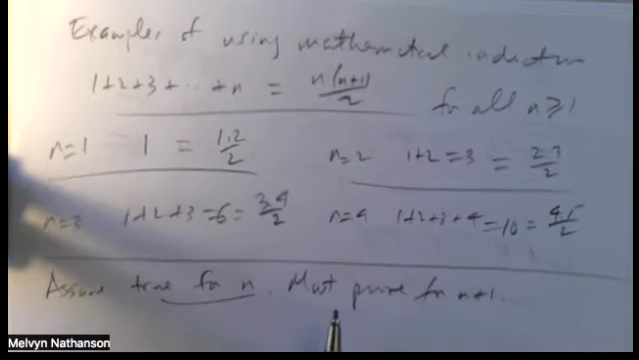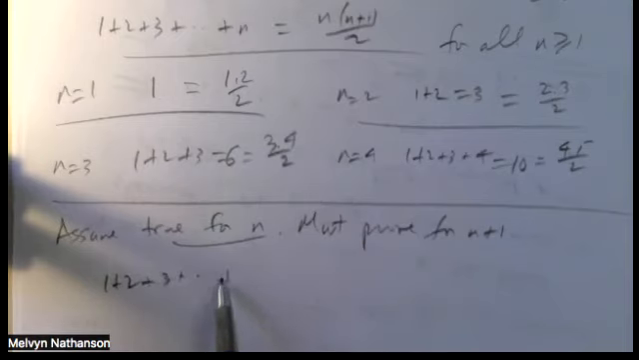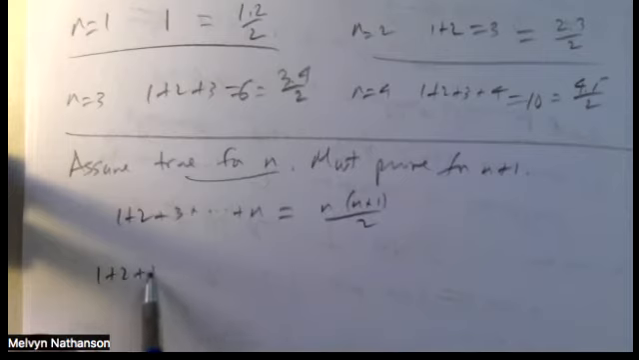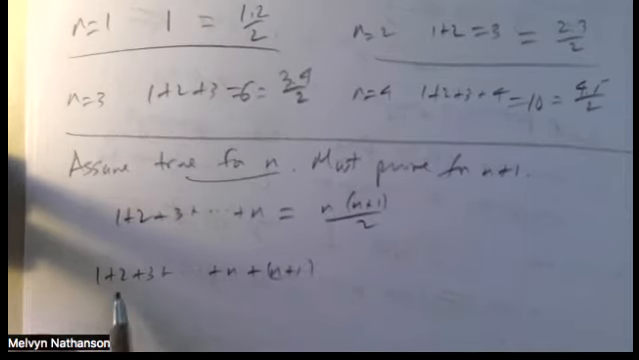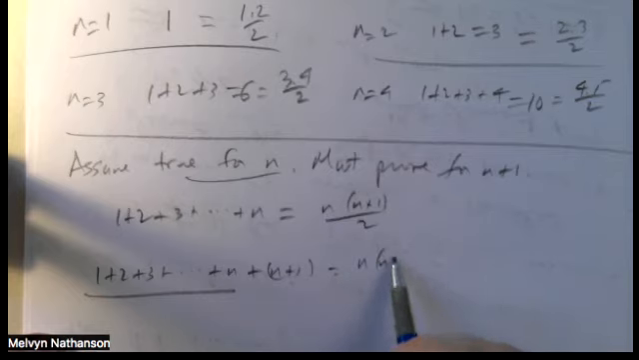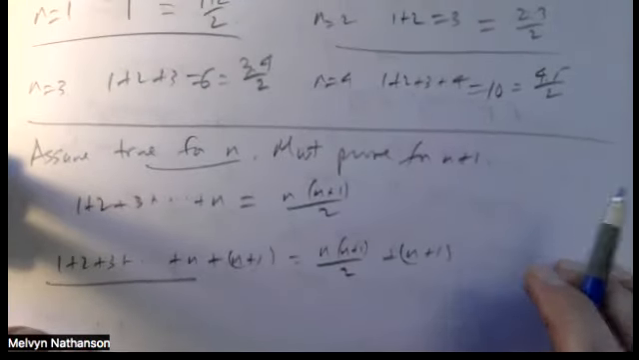So to say that it's true for n means 1 plus 2 plus 3 up to n is equal to n times n plus 1 over 2. So the question is, what happens when we add up all the numbers from 1 up to n plus 1? The sum of the first n numbers is n times n plus 1 over 2, and then we're adding n plus 1.